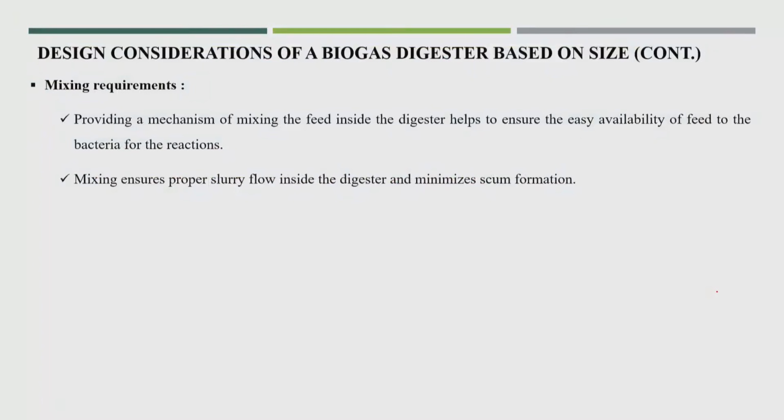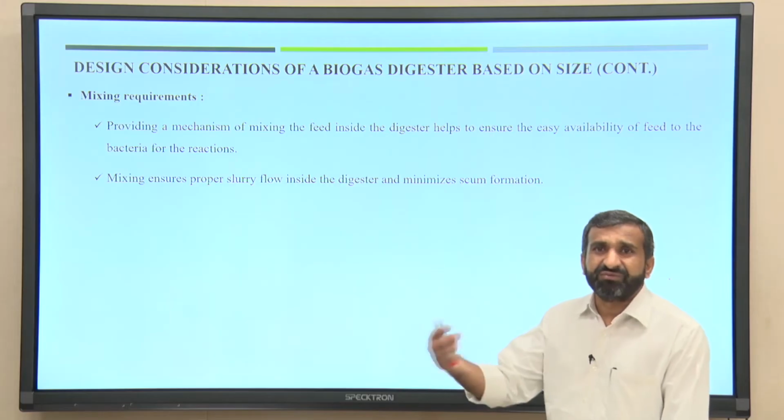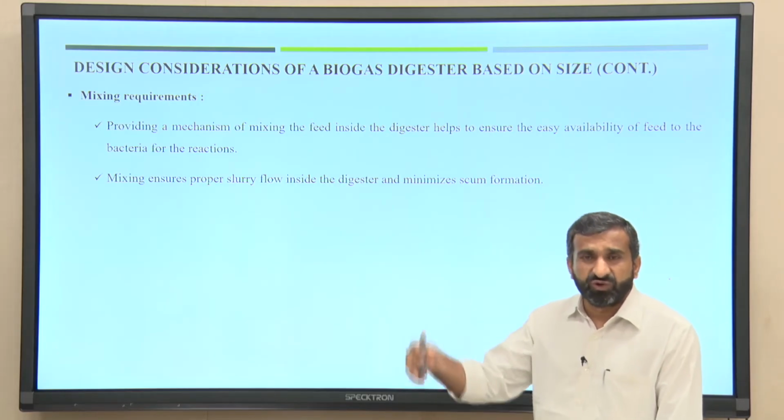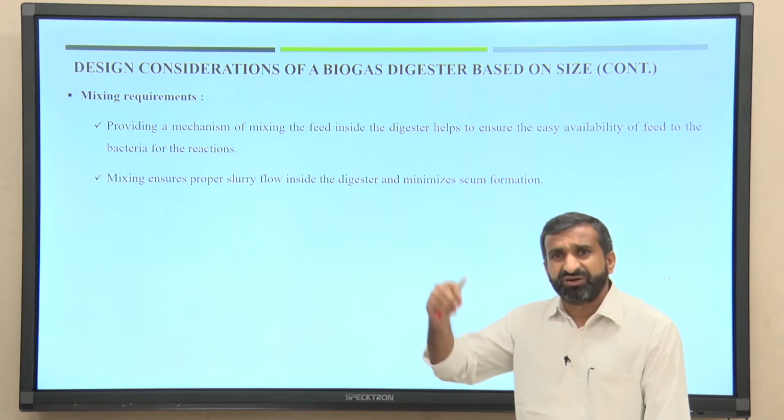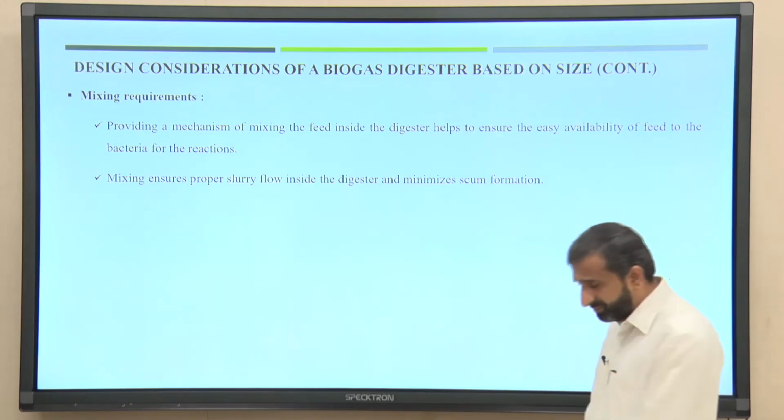Then mixing requirements: providing a mechanism for mixing the feed inside the digester helps to ensure easy availability of feed to the bacteria for the reaction. Mixing ensures a proper slurry flow inside the digester and minimizes scum formation. I will not say that mixing is required for all kinds of reactors, but if you have some mixing unit inside the reactor, that will obviously be more beneficial for flow, and also highly beneficial for the availability of biodegradable matter to the particular bacteria.